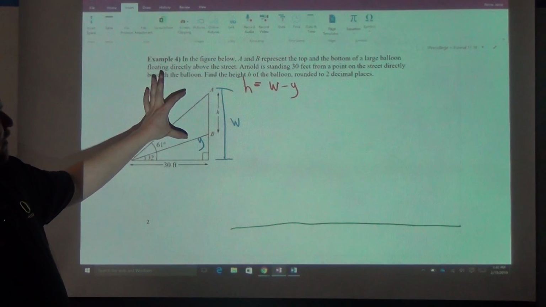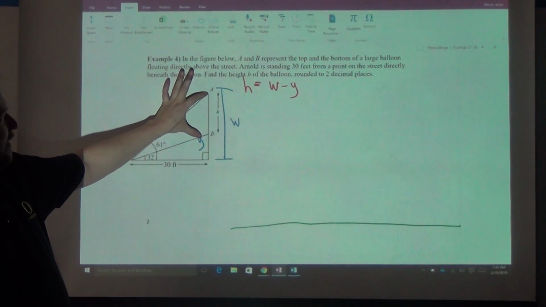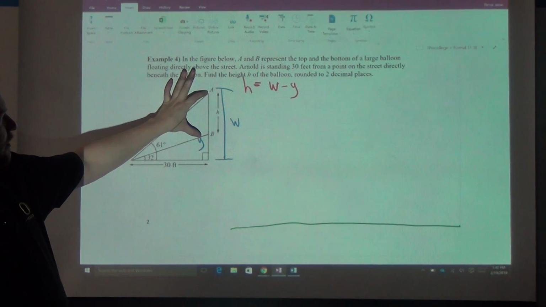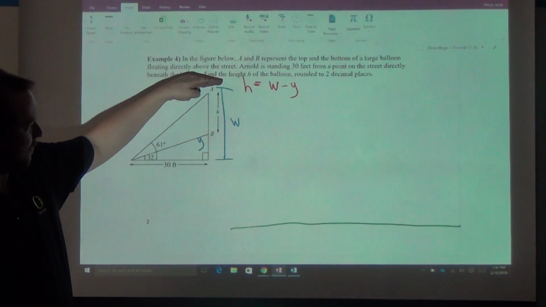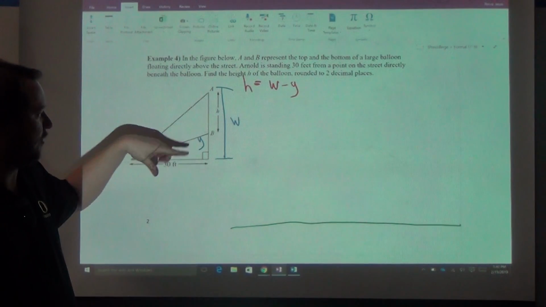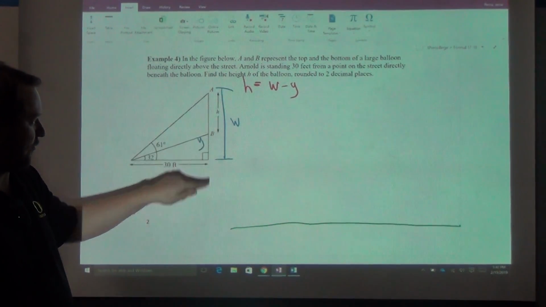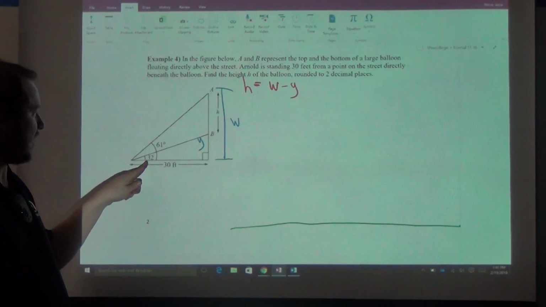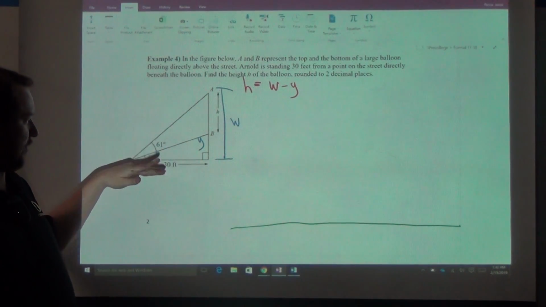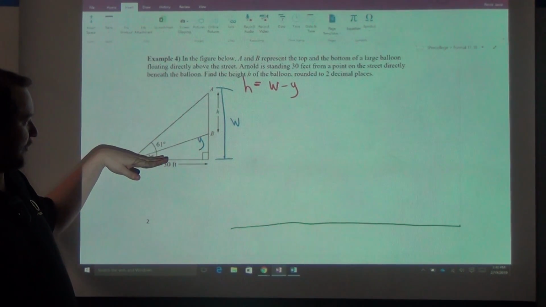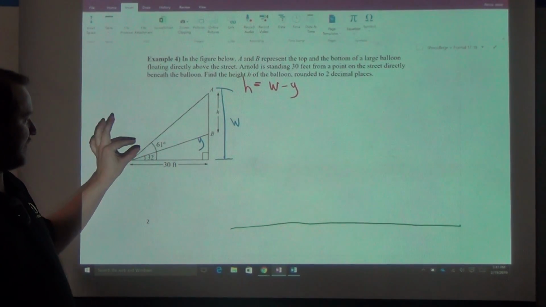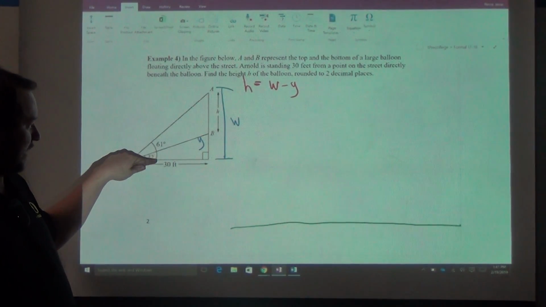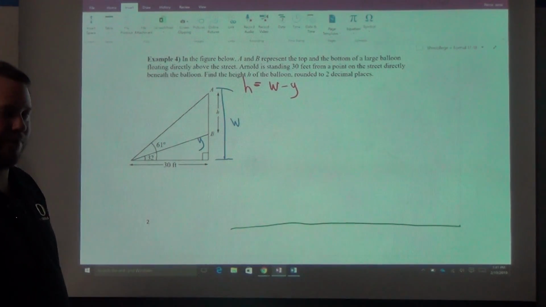So we want to find how high the balloon is from B. So we're going to need to figure out what this whole side is, W, and this partial side here, which is Y. In this problem, they give you that this smaller angle of elevation is 32, and they're trying to tell you that this full angle of elevation is 61. Okay, so it's not from here to here that's 61, it's from the very bottom all the way up.